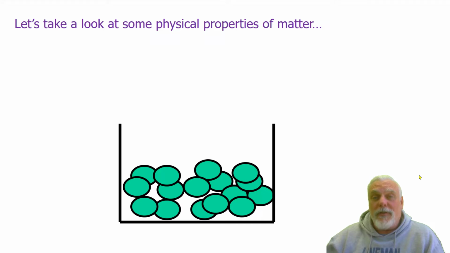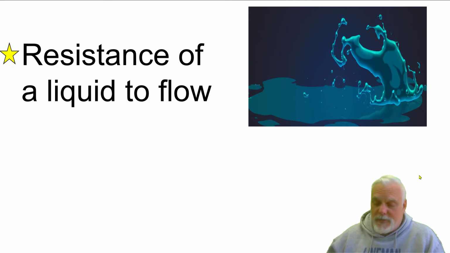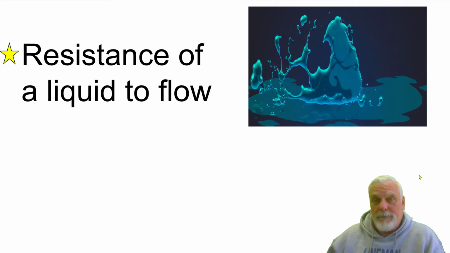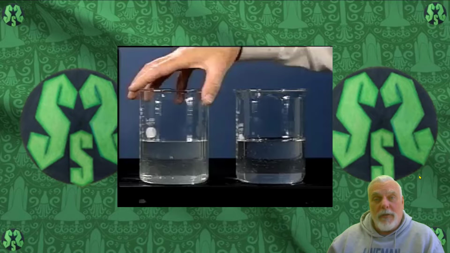Let's take a look at some physical properties of matter in terms of a liquid. One of the properties that liquids have is something called viscosity. And viscosity is the resistance of a liquid to flow. This next clip that we're going to take a look at shows the speed of flow of two liquids of different viscosities. The one on the left, rubbing alcohol, the one on the right, corn syrup.